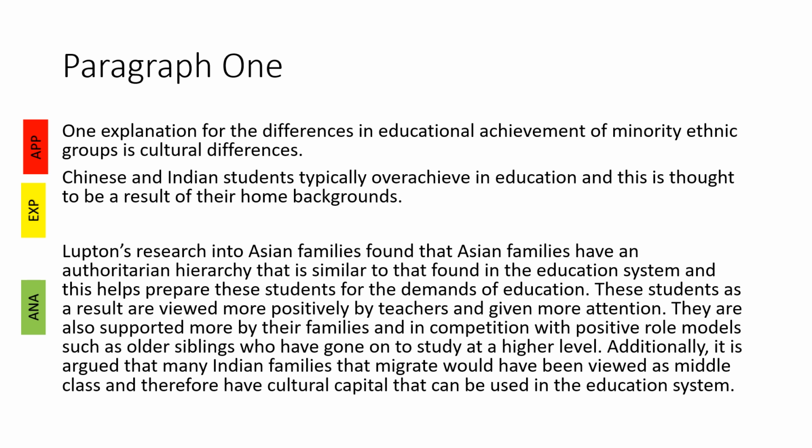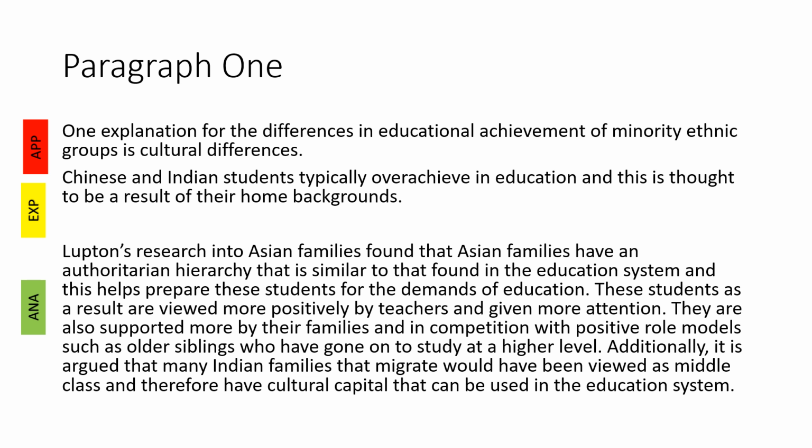If you talk about the impact of that study and what that study found and how we can apply it, it becomes AO3 analysis. So my analysis of this is Lupton's research into Asian families found that Asian families have an authoritarian hierarchy that is similar to that found in the education system, and this helps prepare these students for the demands of education. These students, as a result, are viewed more positively by teachers and given more attention. They are also supported more by families and in competition with positive role models, such as older siblings who have gone on to study at a higher level. Additionally, it is argued that many Indian families that migrate will have been viewed as middle class and therefore have cultural capital that can be used in the education system.